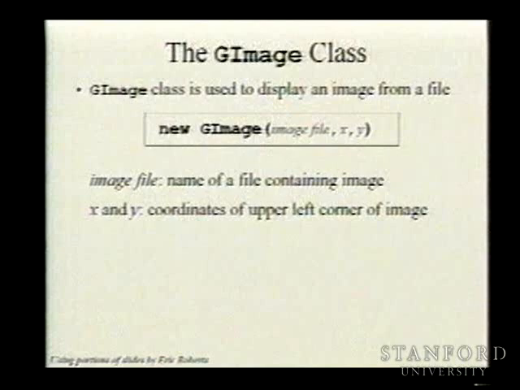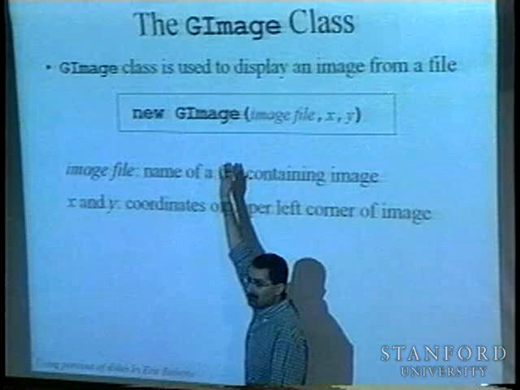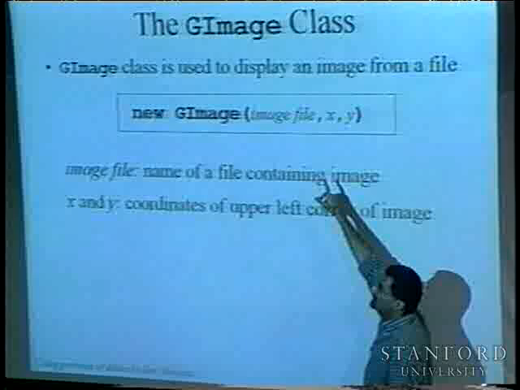So GImage. This is a funky way that you can put pictures inside your program, like pictures that you take with a camera or your phone, you can just stick them in your program. And the way you do this is there's a class called GImage. So you can create an object of type GImage by saying new GImage. You give it the name of the file, okay?